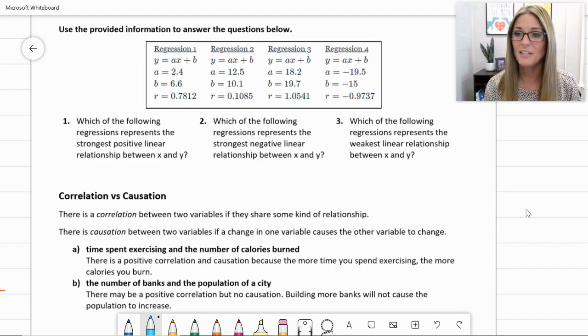On Delta Math, they're going to give you a list of 4 different regressions, and regression is just another term for our line of best fit, which is our next lesson. But if I took my scatter plot and I drew a line that followed the trend in the data, this would be kind of my output.